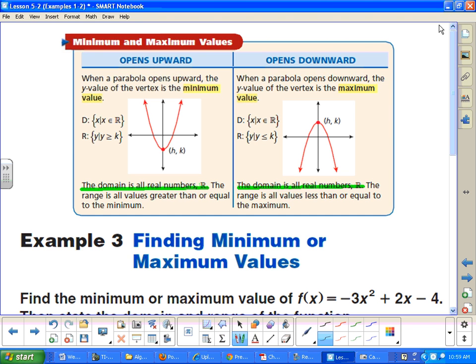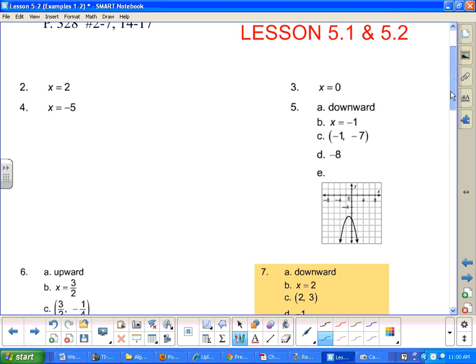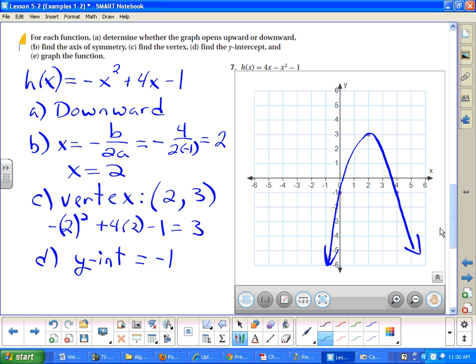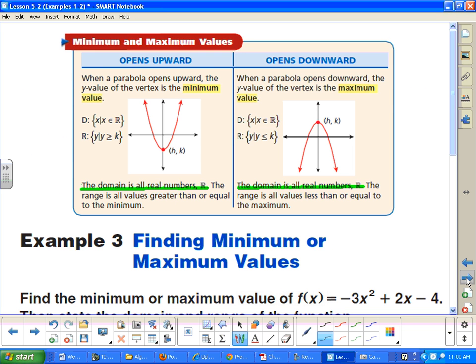Okay, so today we're going to talk about finding minimum and maximum values. And this is actually pretty easy because all we're doing is finding the y value of the vertex. And we just found the y value of the vertex when we did these two problems here. We found the x value for the vertex when we found the axis of symmetry. And we found the y value of the vertex just by plugging that x value into the function. So this is really something that's pretty easy to do.